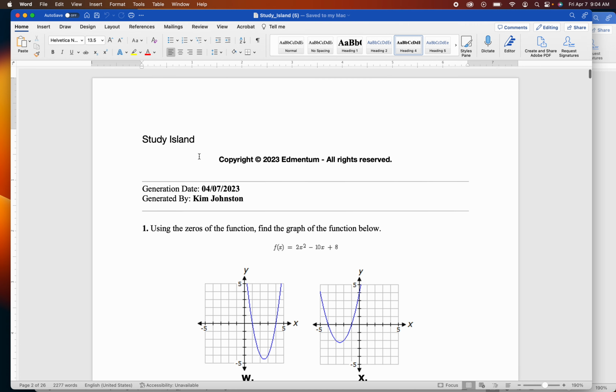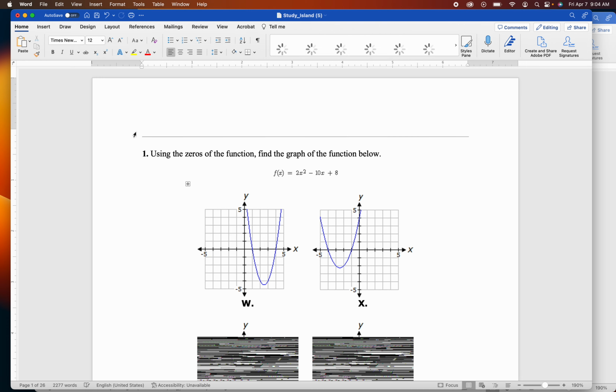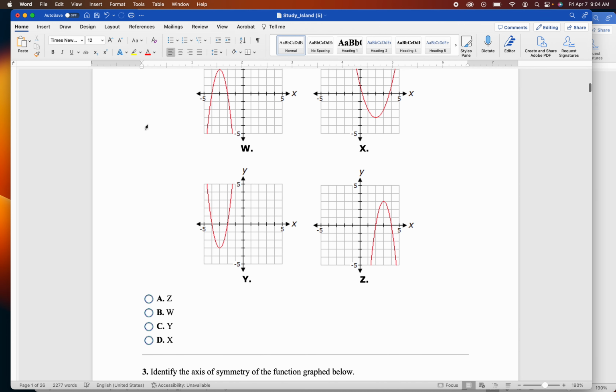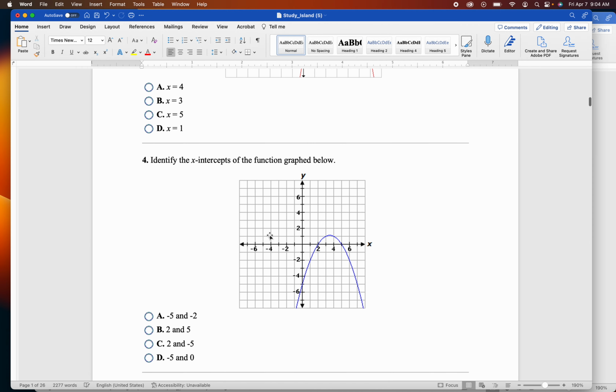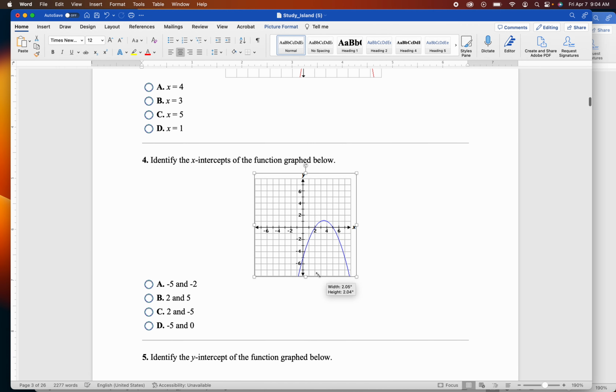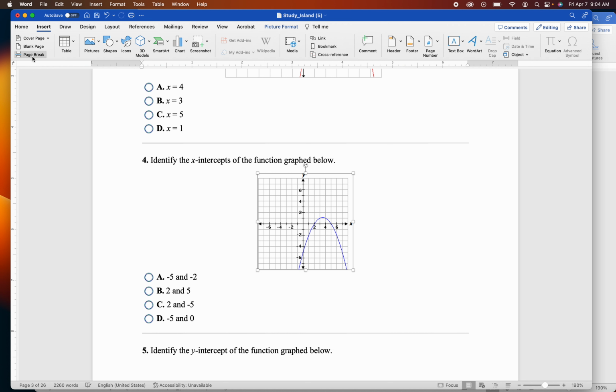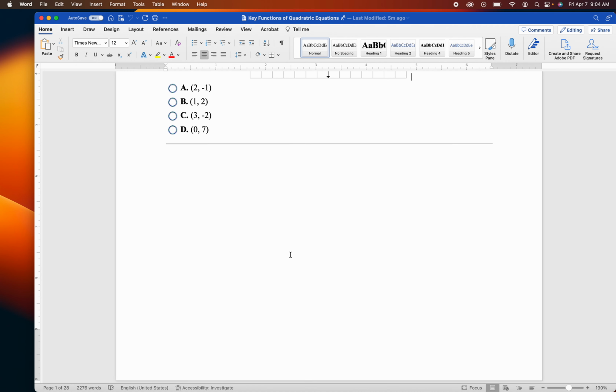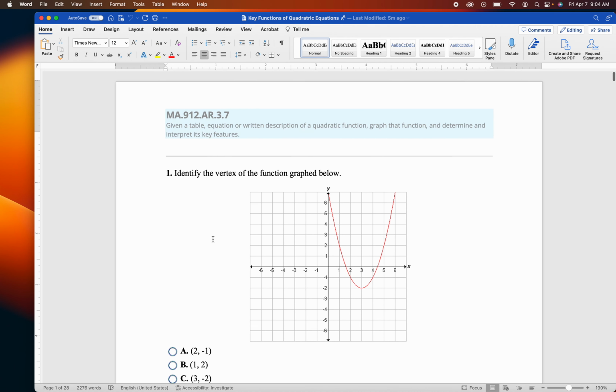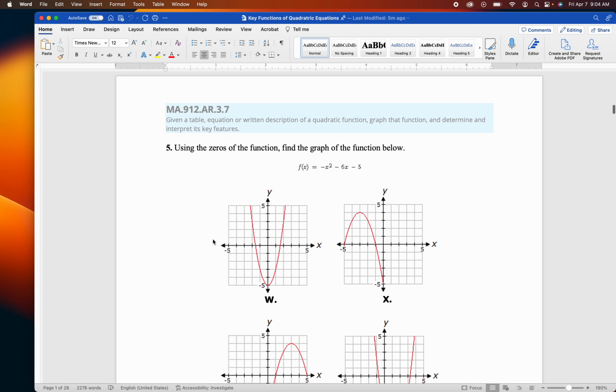I also put at the top of the page the standard that we're working on. So I took off all of this stuff and I put the standard that we were working on currently. I resized some of the graphs so they would fit on the page, and then did the insert and page break where I needed to. So that is how you do fan and pick with the quadratic equations.